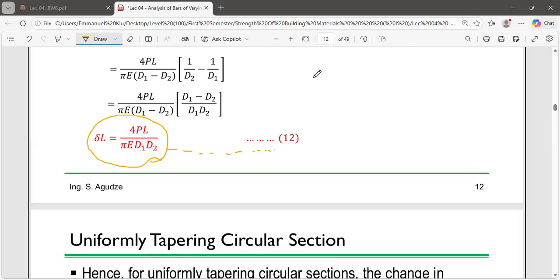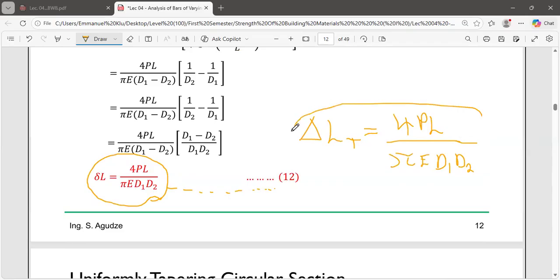We are saying that our total change in length of the bar is equal to what? 4PL all over pi times the elasticity, multiplying what? D1, the diameter 1, multiplying the diameter 2. This is a matter of what? Computation. If you are good in computation, this is not going to be a problem for you.